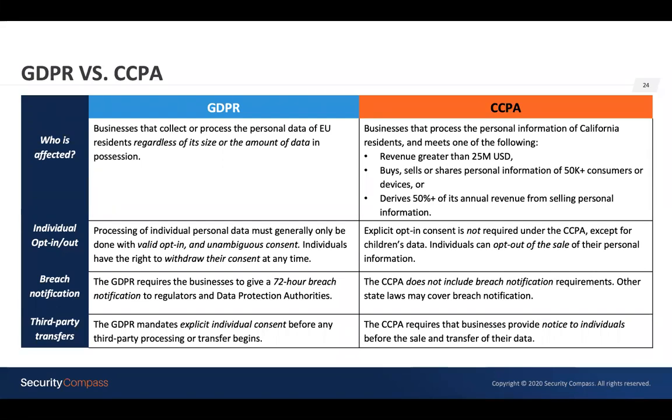Next, the GDPR requires businesses to give a 72-hour breach notification to regulators and data protection authorities in case of privacy breaches, whereas the CCPA does not currently mandate any breach notification requirements right now. And lastly, the GDPR needs businesses to explicitly ask individuals before sharing their information with third parties, whereas in the CCPA, businesses only need to notify the consumers before they share or sell data to a third party.